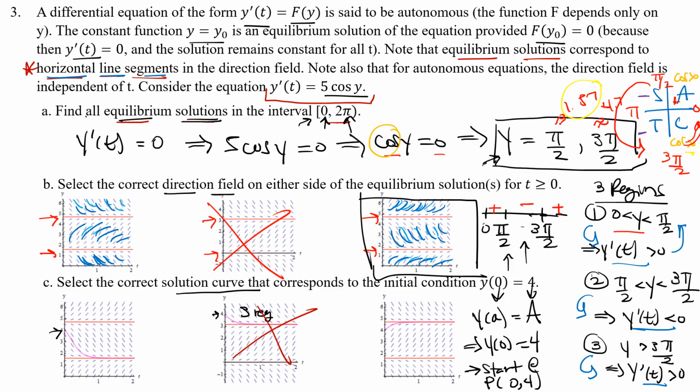And then when we look at this graph, it does start at 4, but this one is increasing in this region. This one is decreasing in this region. Well, what did we say we had up here in this graph? In between that region, we said that we are decreasing. So which one should we go with? In this region here, you can see that this solution curve is decreasing there. So this one is going to be the correct solution curve that corresponds to that initial condition.